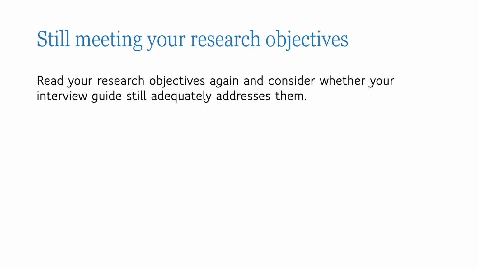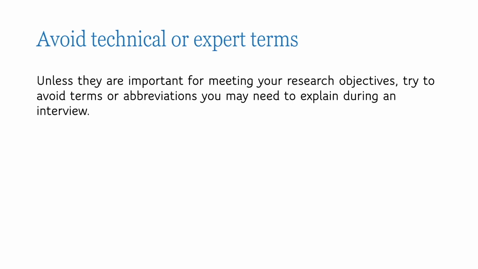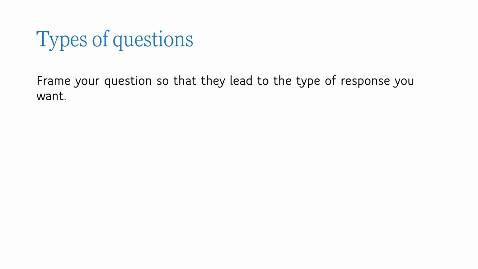Read your research objectives again and consider whether your interview guide still adequately addresses them. Also think about the wording of each question. Consider whether participants are likely to understand everything you're planning to ask them. Try to simplify the wording of your questions if you can. Unless it's important for meeting your research objectives, try to avoid terms or abbreviations you may have to explain during your interview. Different question types, for example, questions starting with how and why, are likely to prompt longer responses. Frame your questions so that they lead to the type of response you want.